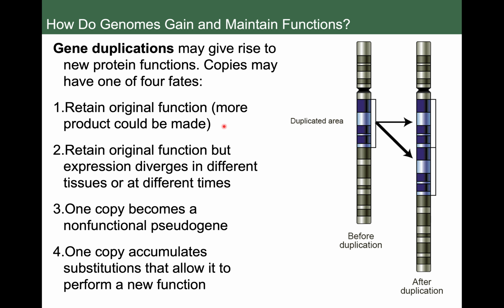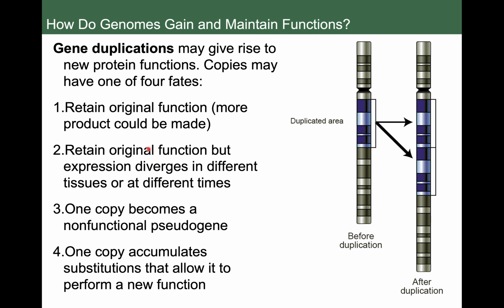So one is the new copy may just retain the original function, and because we now have two copies of that gene, that organism or cell is just making twice as much of the protein that's coded for by that gene. And that may or may not have any observable effect on the organism.